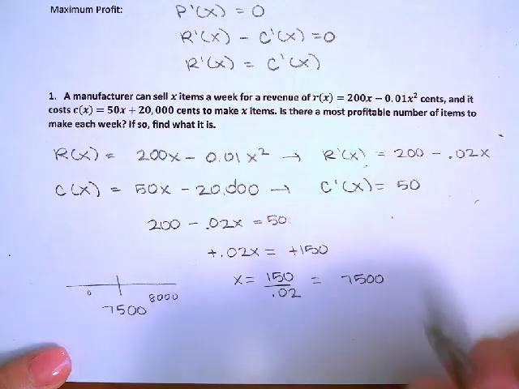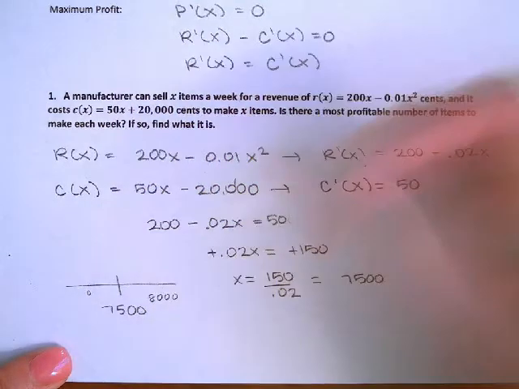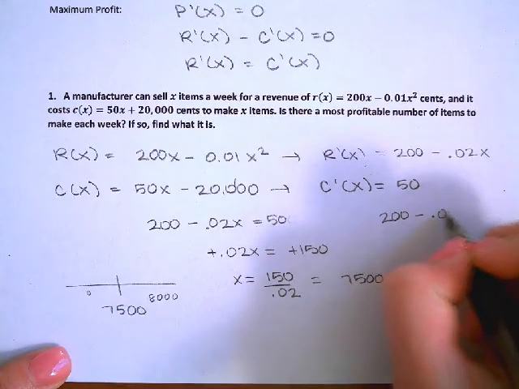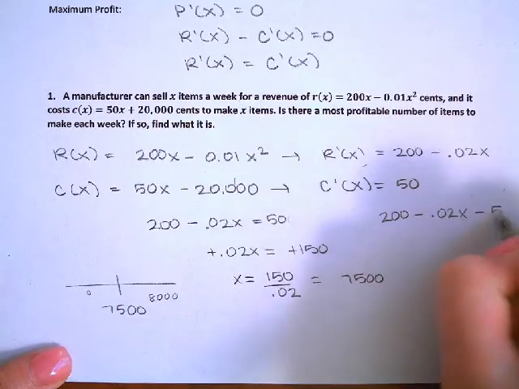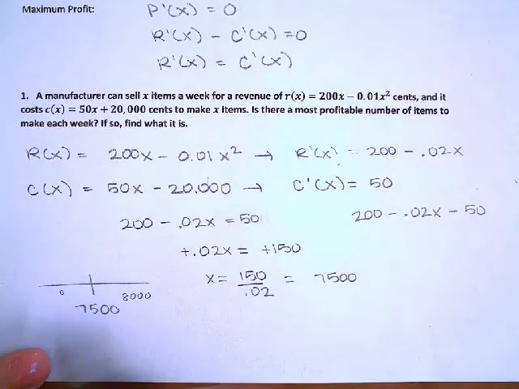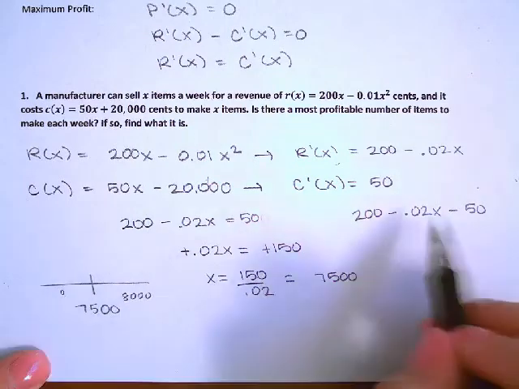Okay, so we're going to say revenue minus cost equals 0. We just want to make sure that that value is positive. So revenue minus cost. There's revenue, there's minus cost. We just want to make sure if we plug in a number that we get a positive, and then plug in a negative. So I'm going to go ahead and plug in 0 because it's easy.